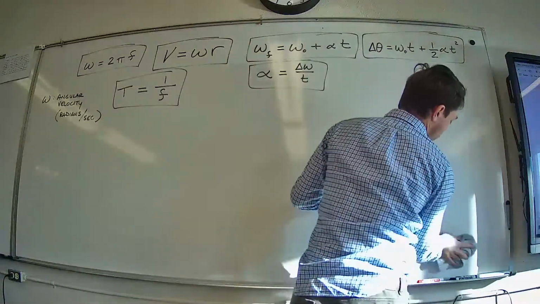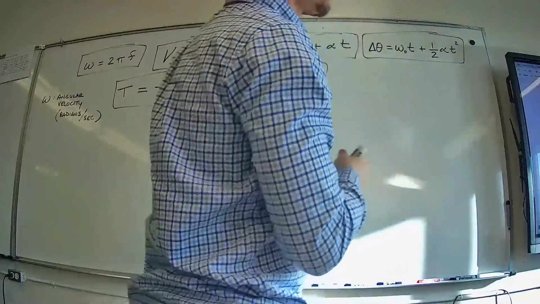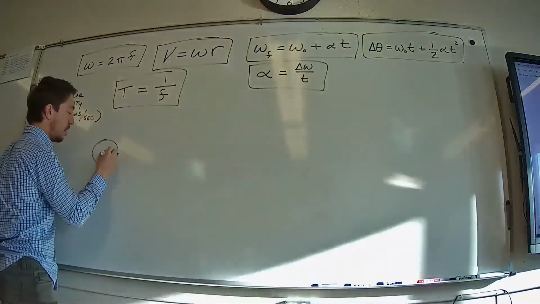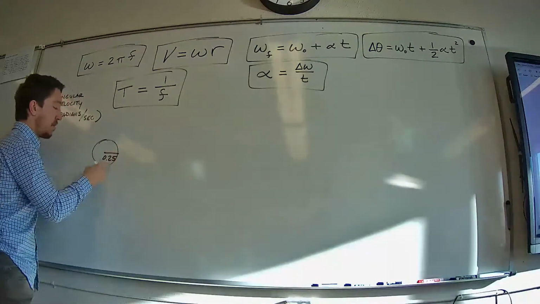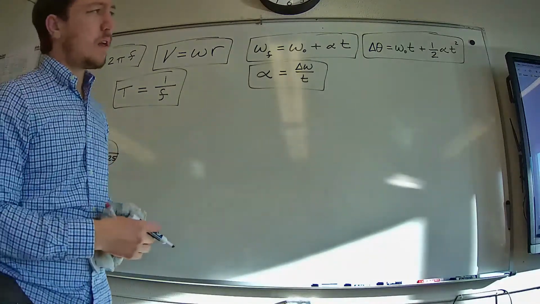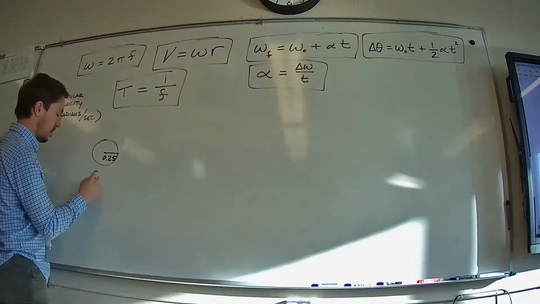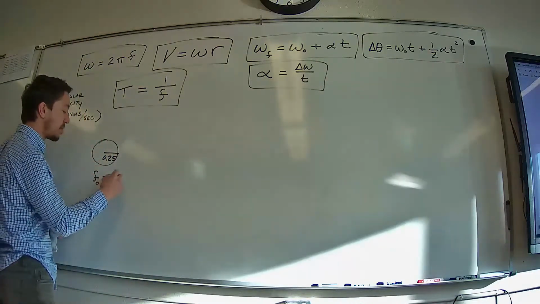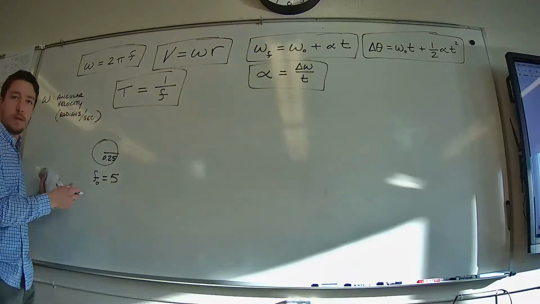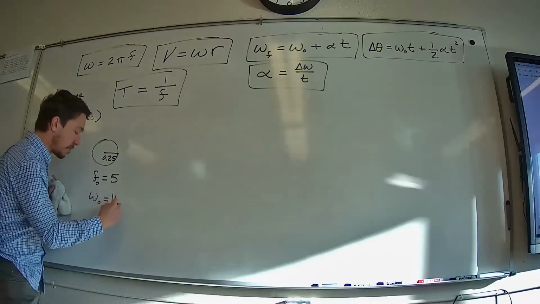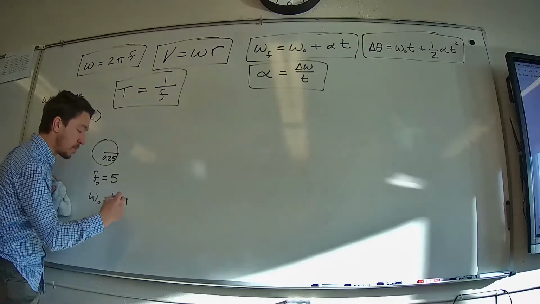How do you think we're going to set this one up, aside from just writing down the information? There's the radius, 0.25. He was initially rolling, going 5 revolutions per second. While I'm at it, I might as well jot down, well, that's 10 pi. That seems to be more helpful, right?